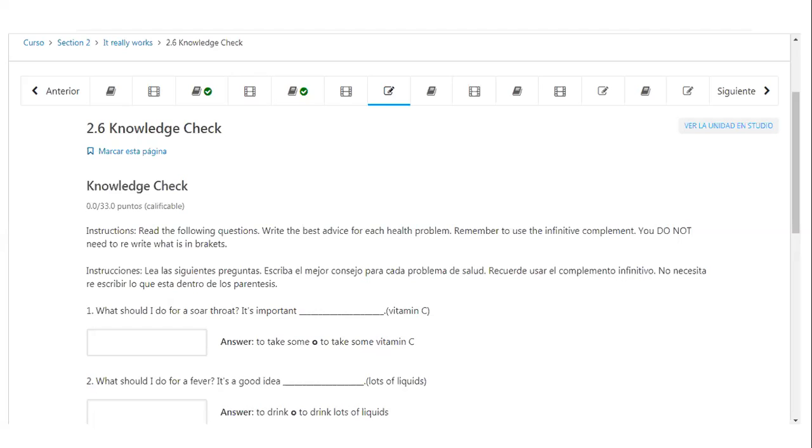To drink lots of liquids. Ya habíamos explicado la diferencia entre to take, que es el acto de agarrar la pastilla y ponérmela en la boca, para swallow, para tragarla, ¿verdad? Y to drink, que es el acto de beber un líquido.